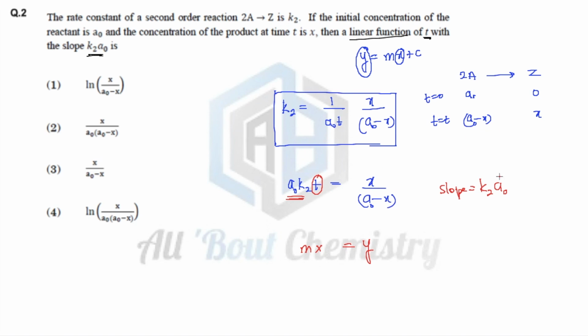And this is going to be one of the variables. So what is the other variable? The other variable will be x upon a naught minus x. So that's how you got the second variable. Whatever is asked, the linear function of t with which you are plotting it, you are plotting it against x upon a naught minus x. So this was a pretty simple and straightforward question. Let's look at the next question then.